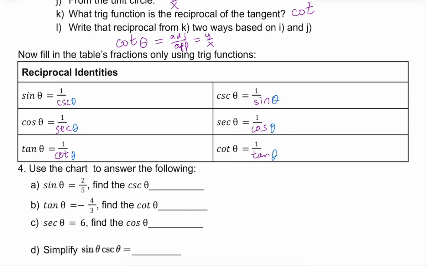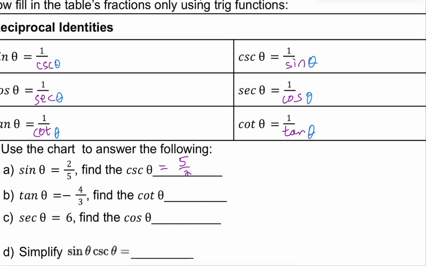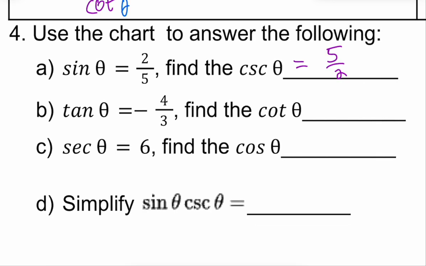So using that information, I wanted to really make sure you were getting the problems down at the bottom, because you're going to have to be able to do those problems. So if sine is 2/5, since we know that cosecant is the reciprocal, the cosecant then is 5 over 2. For B, since the tangent and cotangent are reciprocals, if tangent is -4/3, then the cotangent is -3/4. For C, if the secant is 6, you can just put that over 1. So you always want 2 pieces when finding a reciprocal, and that's why the cosine would be 1/6.